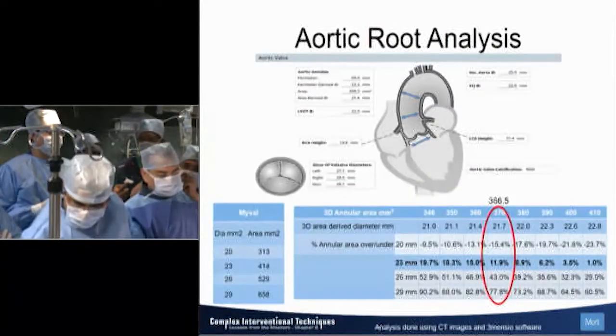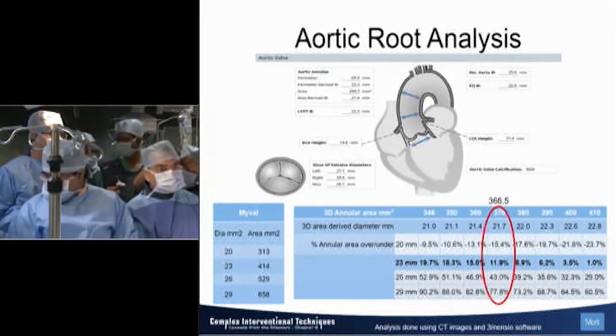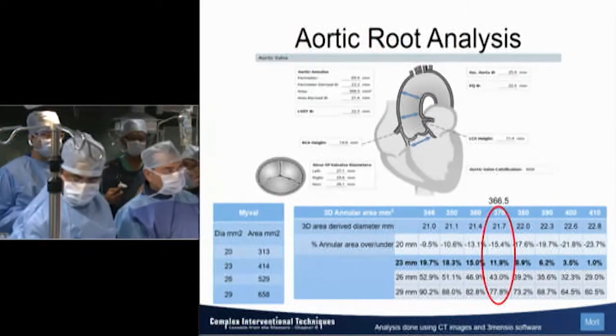So the CT scan assessment gives us an area of 366, and this patient qualifies for a 23 millimeter valve. A 23 millimeter valve is 12% oversized compared to the annulus.